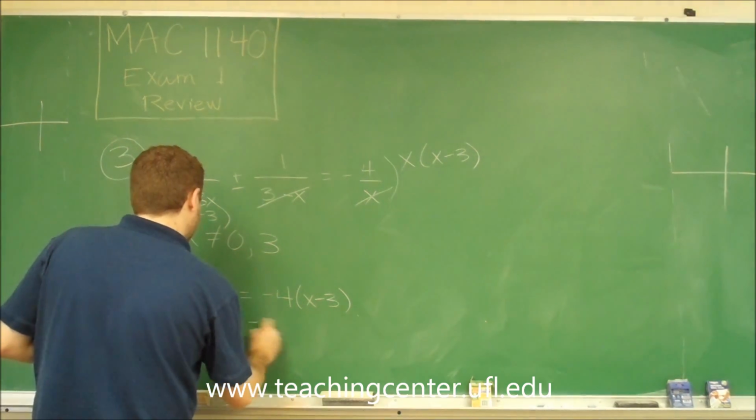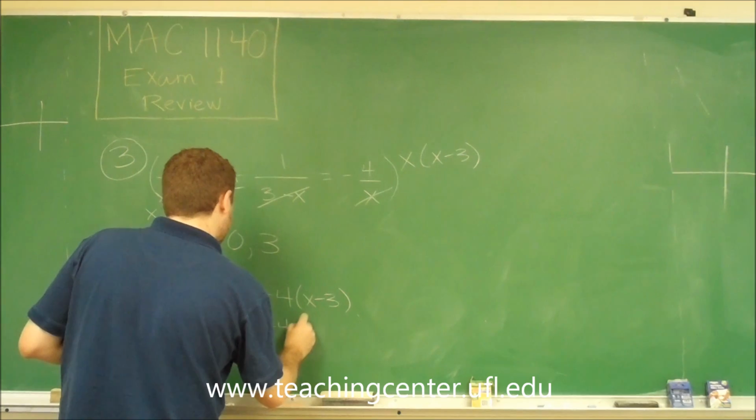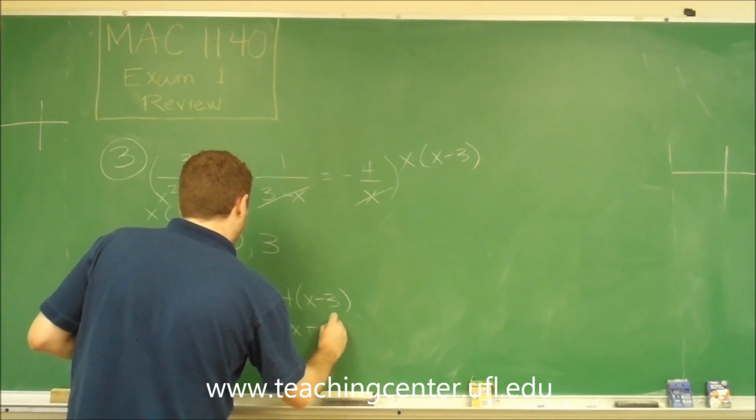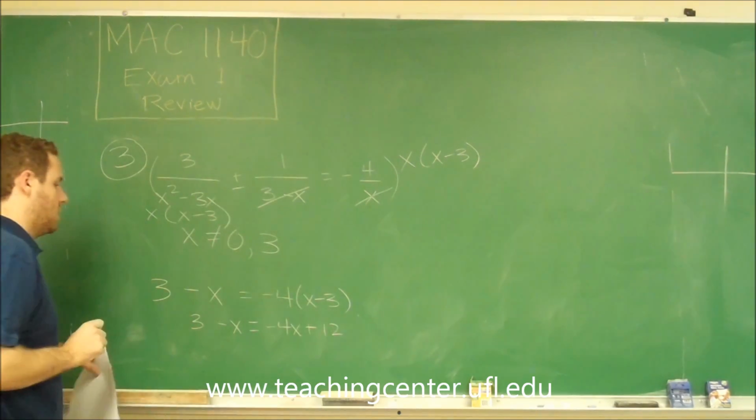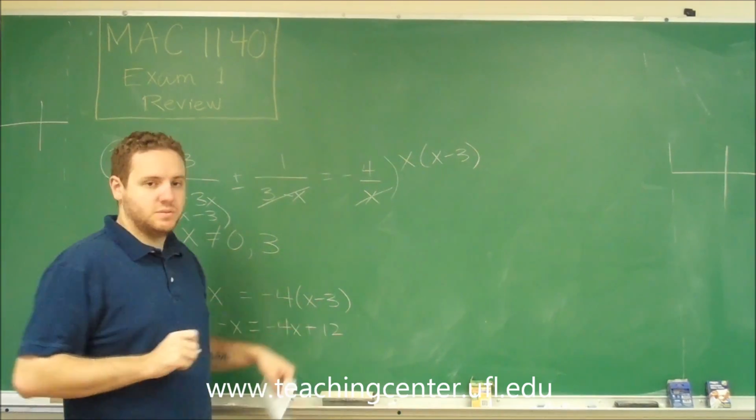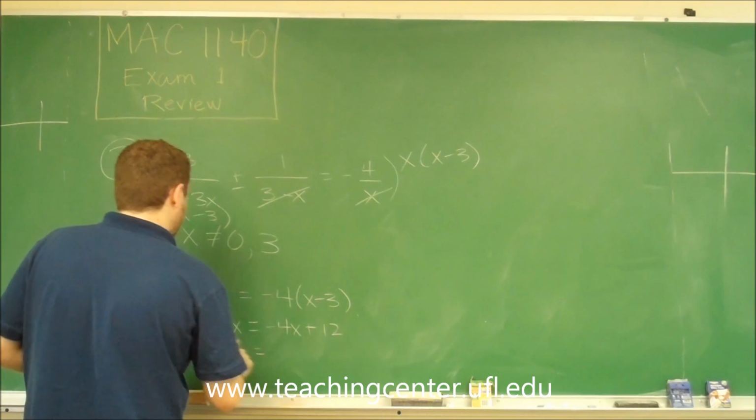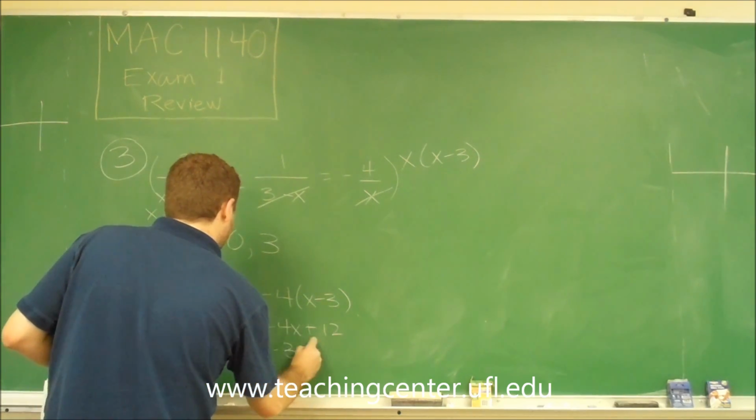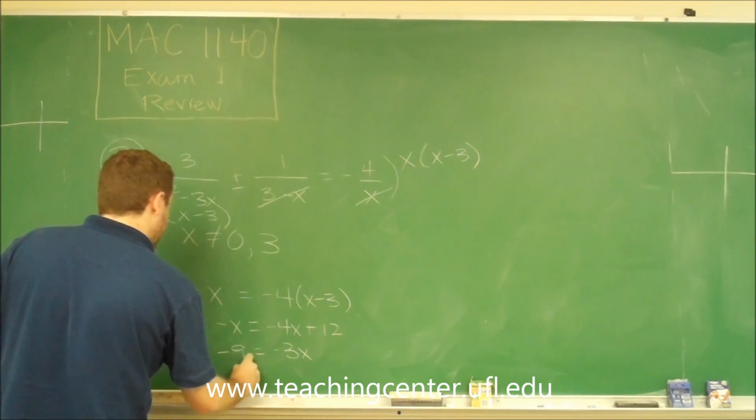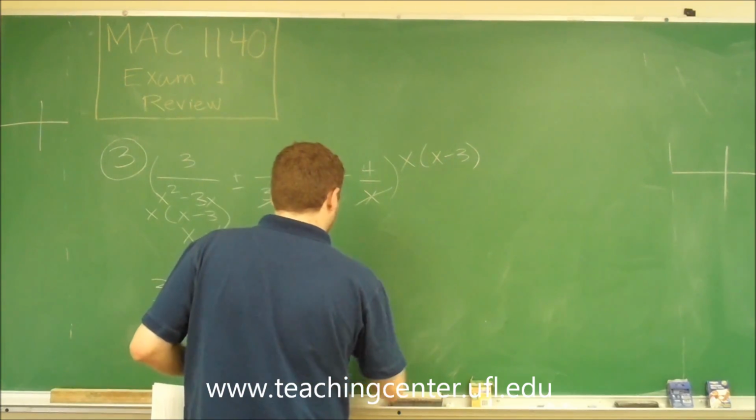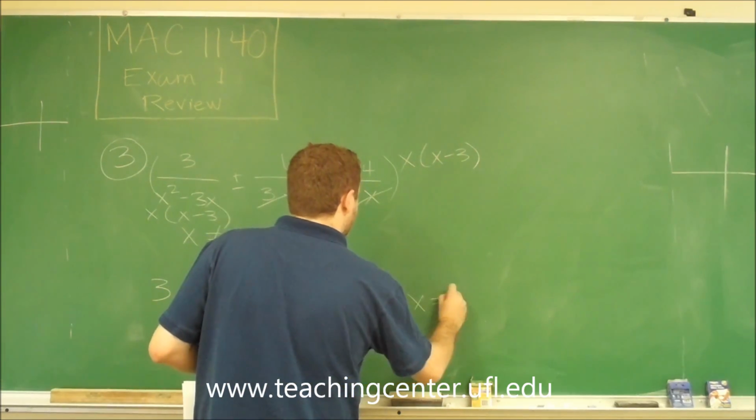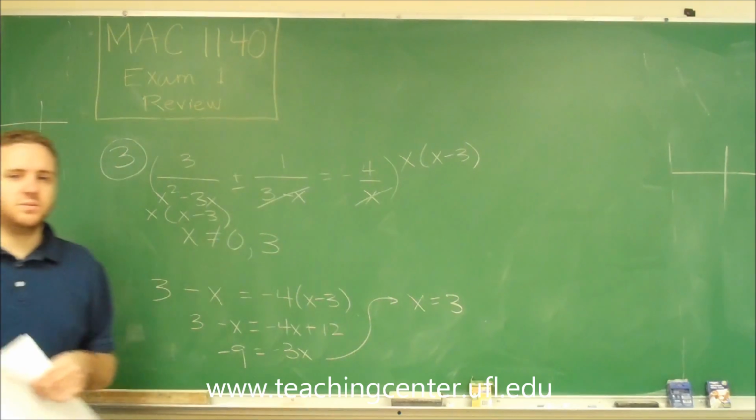So 3 minus x, if we distribute this here, we get negative 4x plus 12. So we can add x over, subtract 12 over. So here we get negative 3x. If we subtract 12 here, we get negative 9. So solving that gives us that x equals 3.